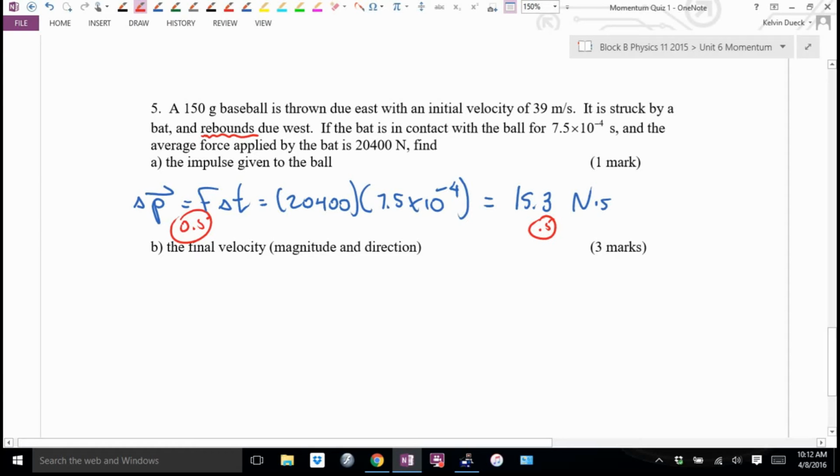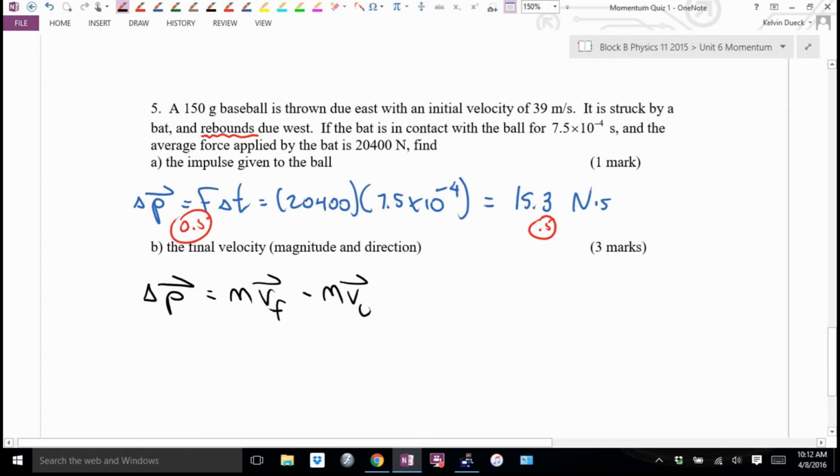Hey, Nat, what's B want me to find? What did I find in part A? Sorry? You know what would be cool? If there was an equation that had impulse and a change in velocity in it. Turns out there is. I can write impulse equals mv final minus mv initial.